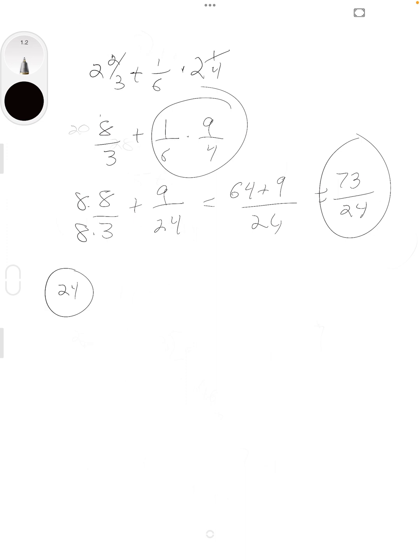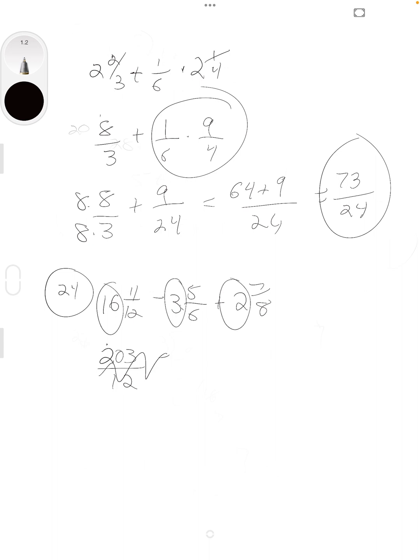Number 24. 16 and 11 twelfths minus 3 and 5 sixths plus 2 and 7 eighths. Okay, so 16 times 12 is 192 plus 11 is going to be 203 over 12 minus 3 times 6 is going to be... let's do this a little different. 16 minus 3 plus 2 is how much?